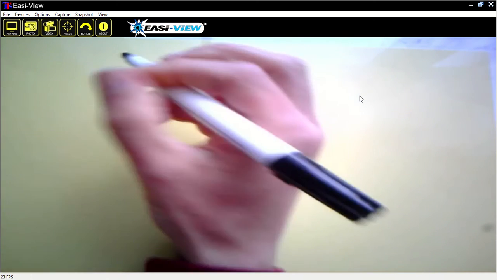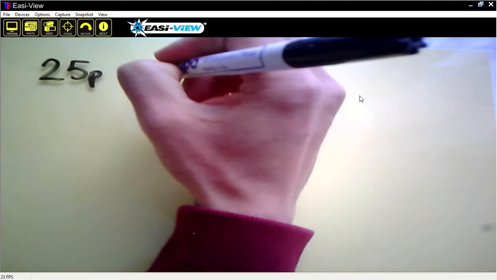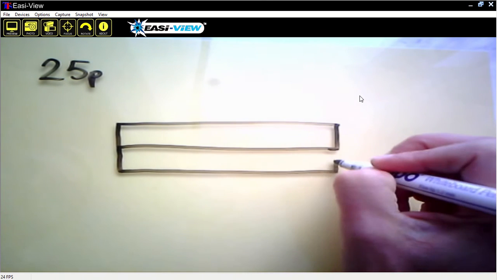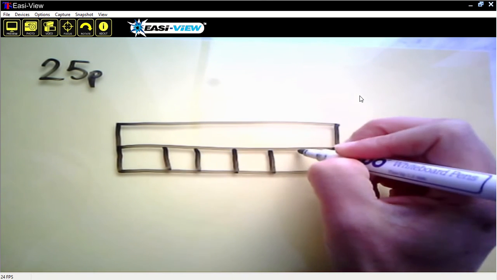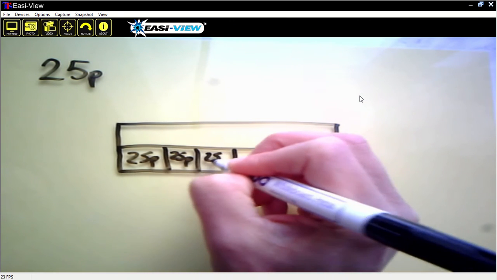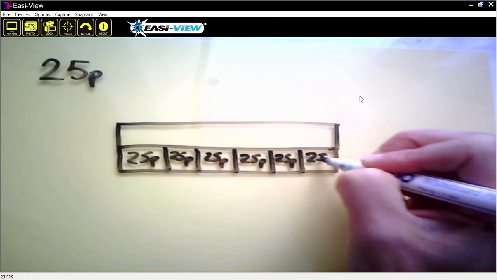Right, chocolate bars. They cost 25p, and I have 6 of them. So how much do 6 chocolate bars cost? Okay, so to help you if you want to handle this one in a pictorial method, we can draw ourselves a bar model. We know we've got 6 of them, each of them is 25p: 25p, 25p, 25p, 25p, 25p, 25p.